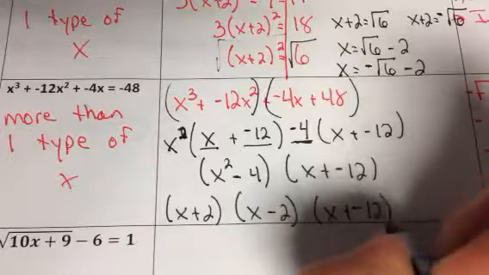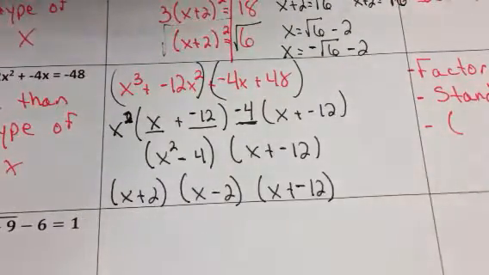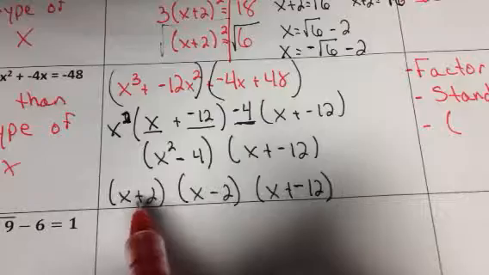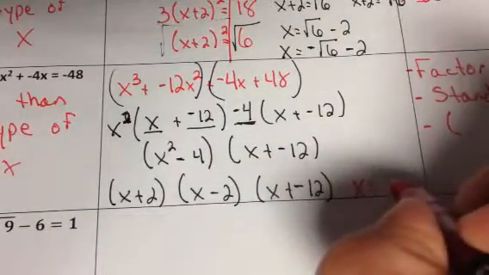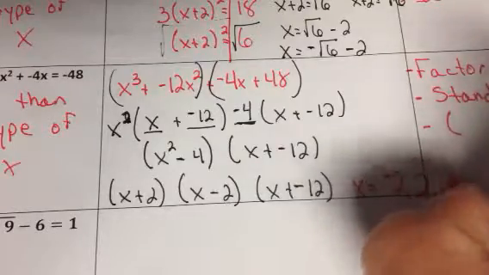And now that I've factored it completely, I can ask myself what makes my parentheses equal 0. I get negative 2, 2, and 12. So those are my solutions. Negative 2, 2, and 12.